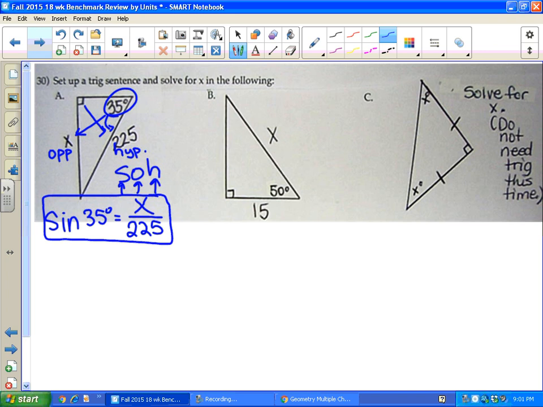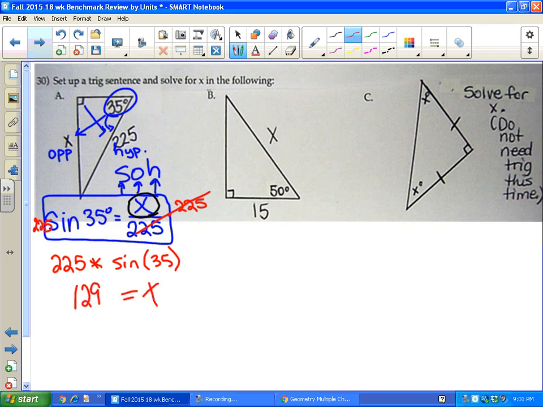So now, how do I solve for x? Well, x is in the numerator. I'm going to multiply by 225. If you multiply one side by 225, you multiply the other side by 225. Type it straight in like that: 225 times the sine key, it opens up parentheses, put 35, close your parentheses. I'm getting 129.05, so x equals 129.05, which I'll round to 129.1.